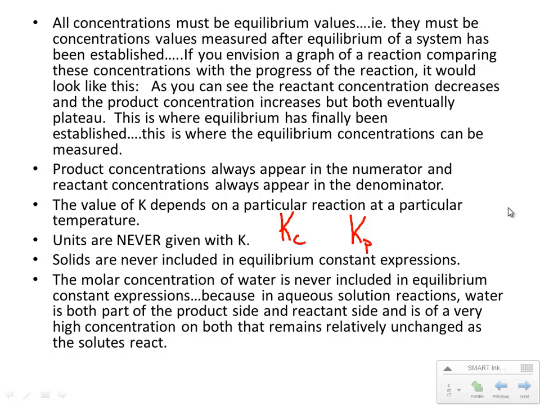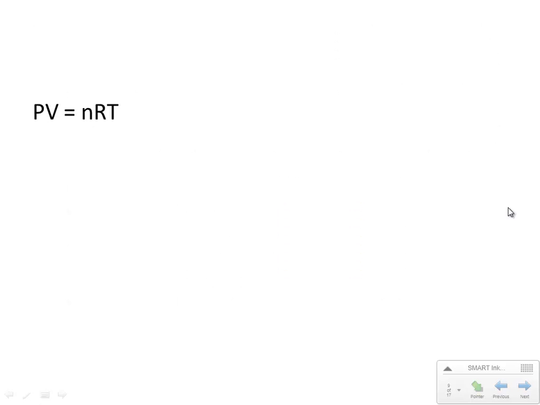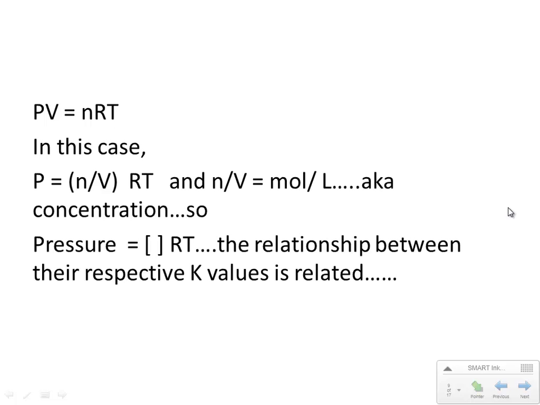In order to convert between a Kc and a Kp, consider the ideal gas law. In this case, pressure equals the moles over the volume. And technically, moles over volume is the very definition of concentration. So you can look at it as the pressure equaling the concentration times R times T. The relationship between the respective K values is related in this exact same way. If you look at this equation, it's pretty similar. The Kp is going to equal the Kc, the K of the concentration, times R and T raised to this delta n.